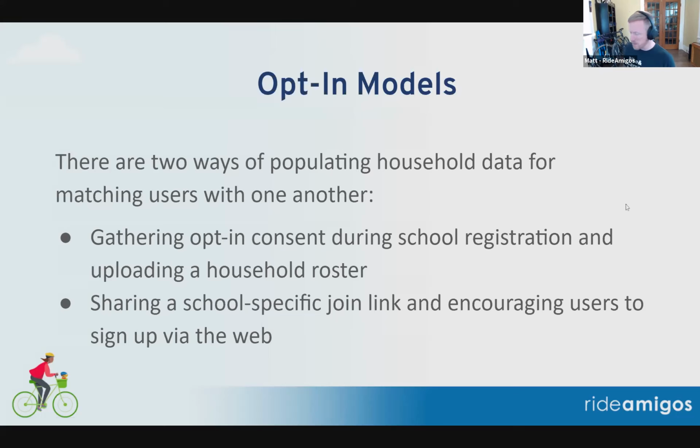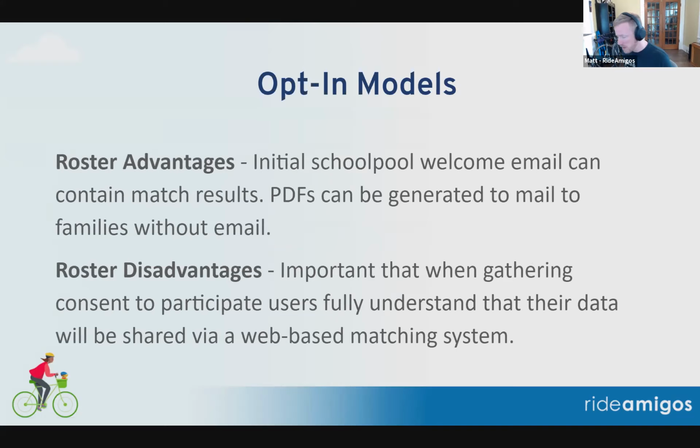But let's start talking about some of the advantages and disadvantages of either of these. The first is the roster model, where users are opting in during school registration and you're uploading that roster into the school pool system for matching. One of the big advantages is that if you've got all that data in the system already, you can send out a school pool welcome email using the Get There platform, and that email can have results attached to it. It can have them come into the website to claim their household and see results immediately, because all of those potentially matching families have been uploaded based on the roster data provided by the school.